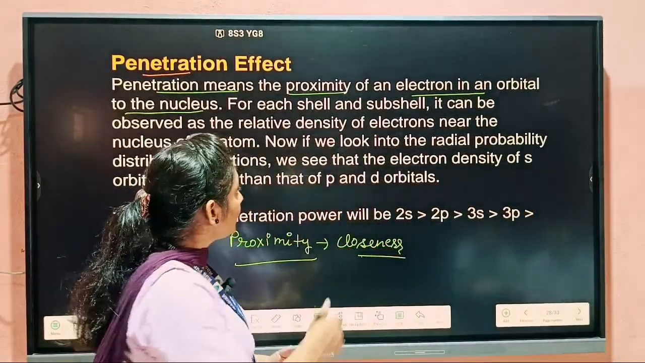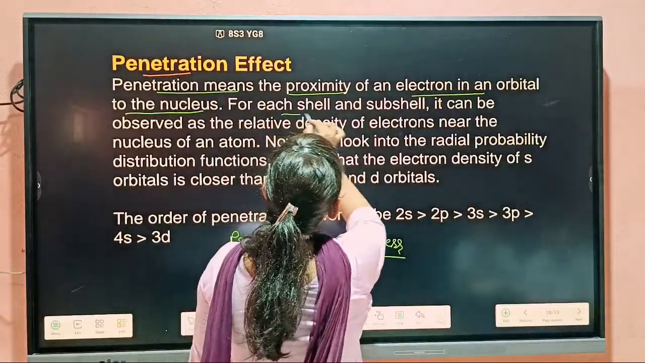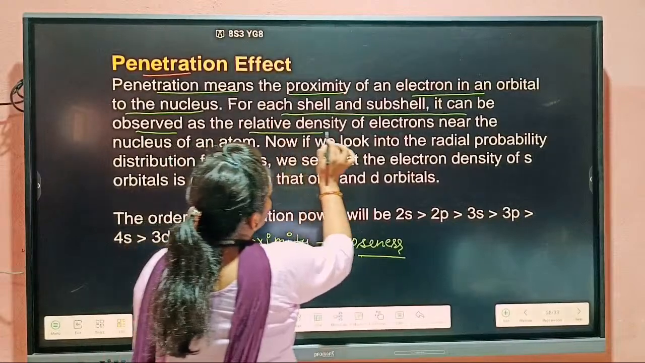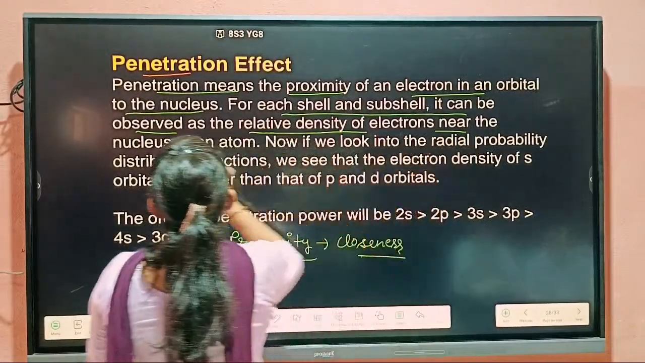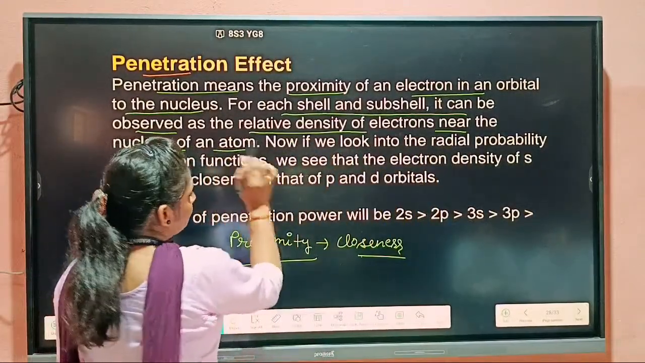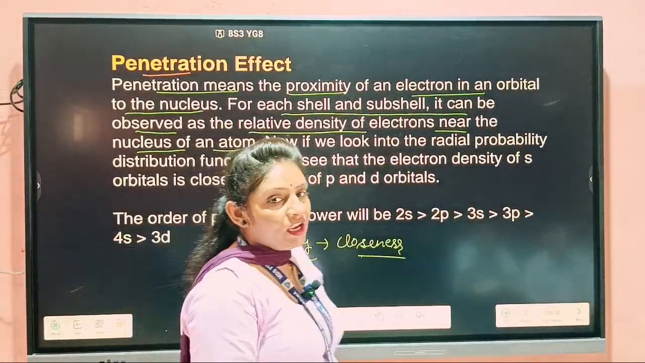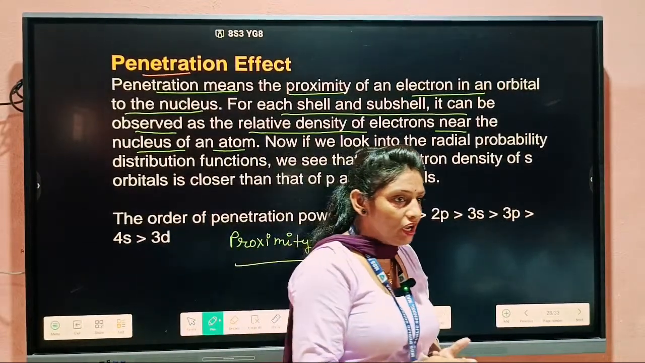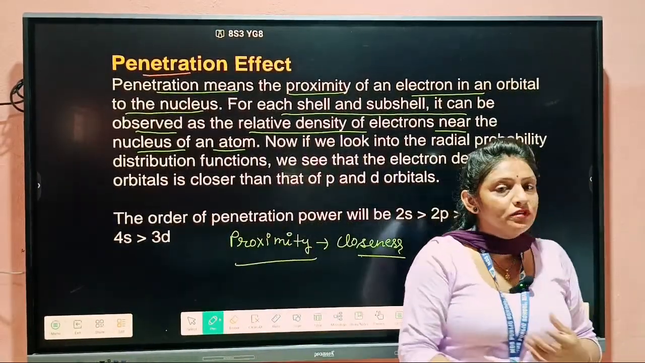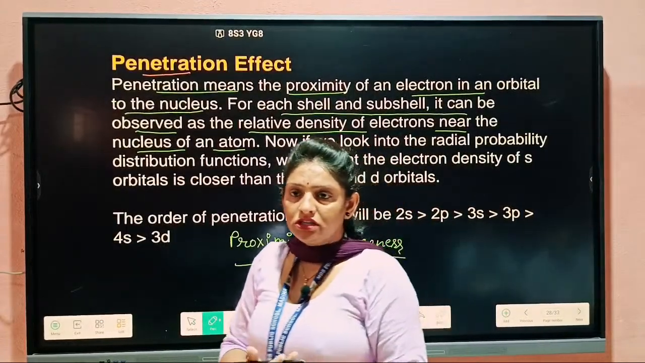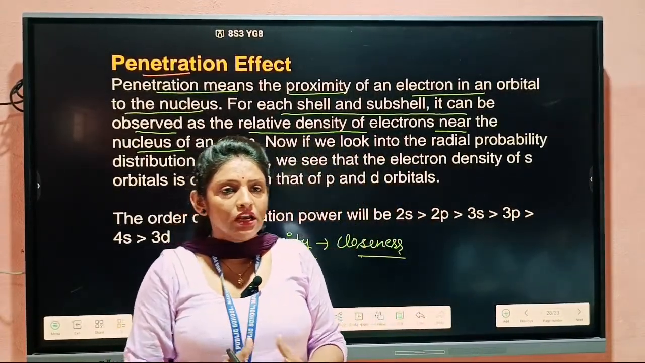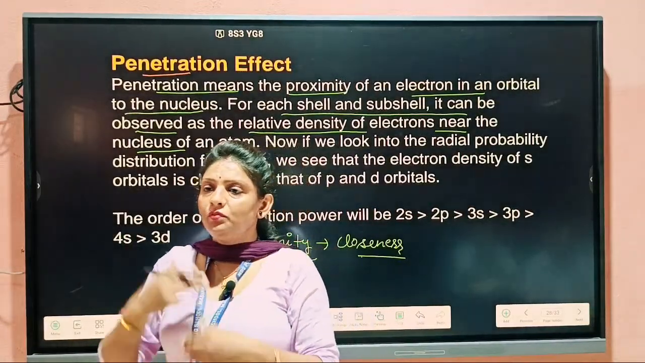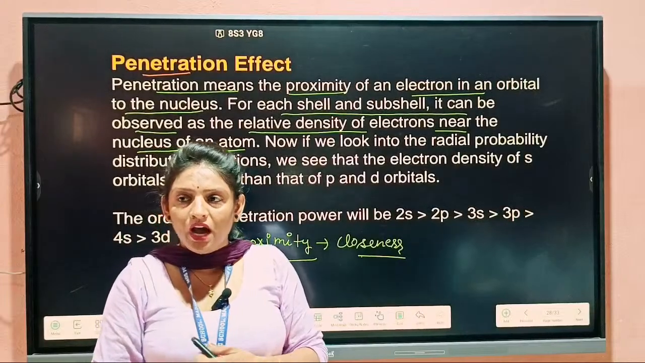So for each shell and subshell, it can be observed as the relative density of electrons near the nucleus of an atom. It means if electrons are present near the nucleus, how dense are they? The electrons which are nearer to the nucleus will have a higher density.